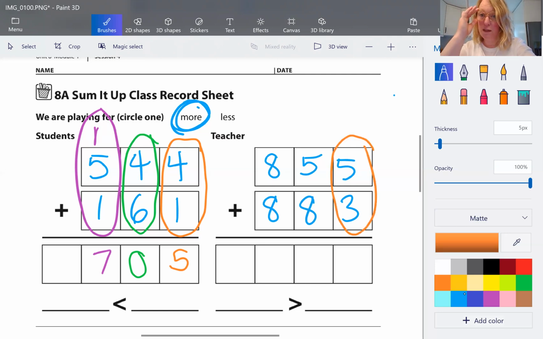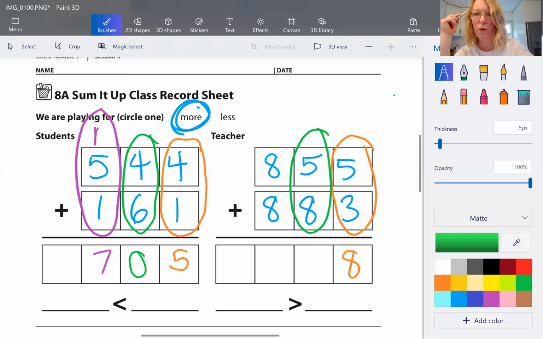I'm going to add my ones first. So 5 ones plus 3 ones is 8 ones. Now I'm going to add my tens. This is not 5 plus 8, is it? I don't want to hear you say 5 plus 8. It's 50 plus 80. What is 50 plus 80? I'm going to put 80 in my head and add 5 tens. 80, 90, 100, 110, 120, 130. 130. Think about that number, 130.